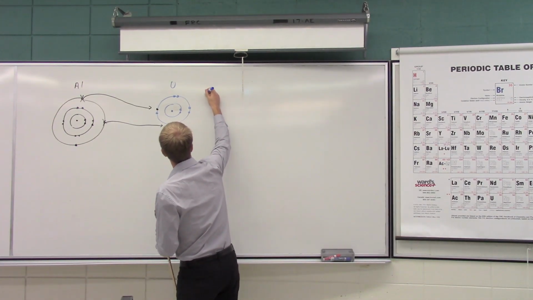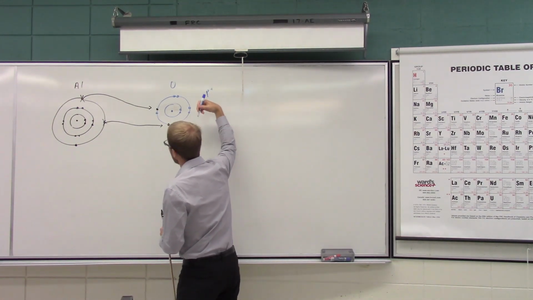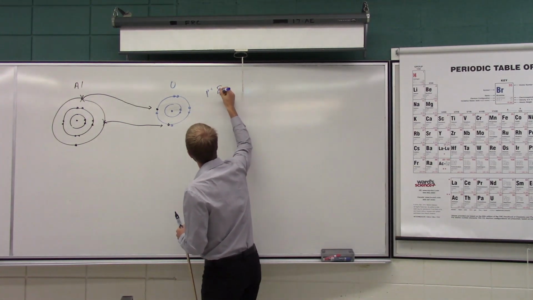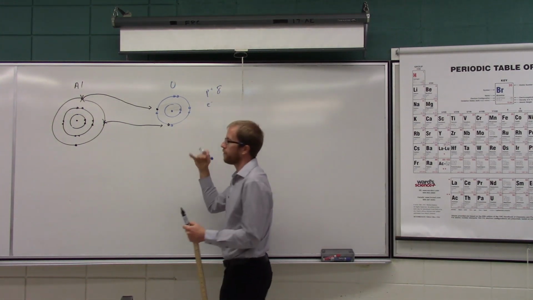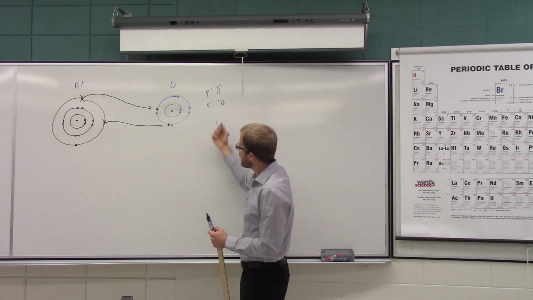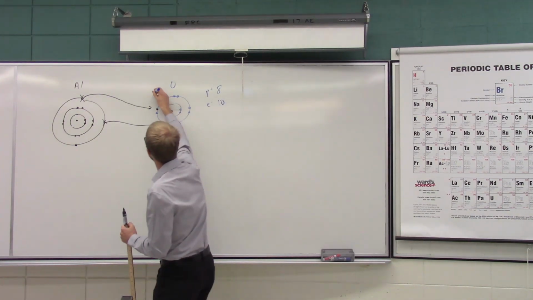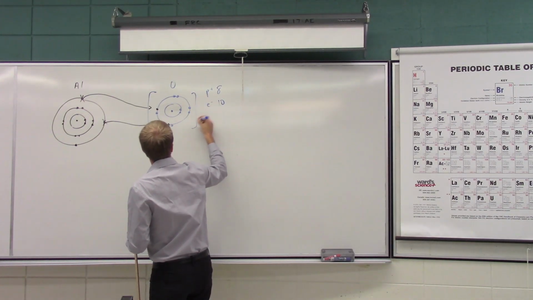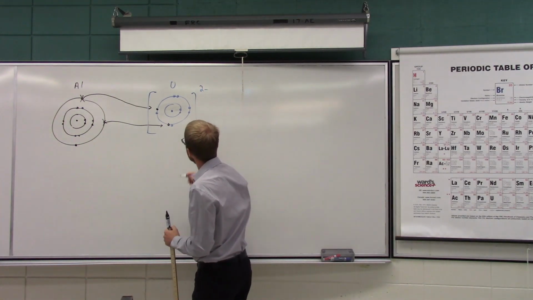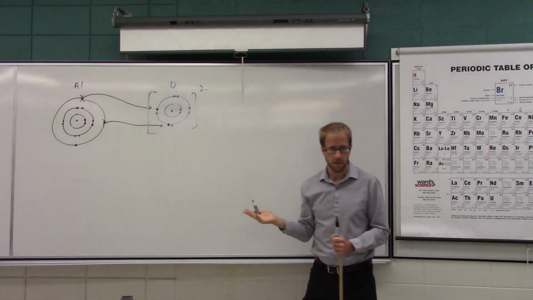If I go back to that example, how many protons does oxygen have? It's 8. How many electrons does it have now? 10. That's 2 more negatives than positives. So we have a charge of 2 negative on our oxygen ion.